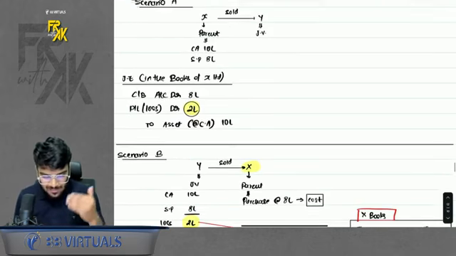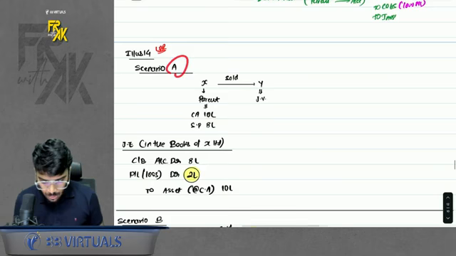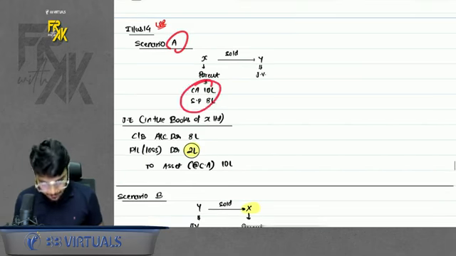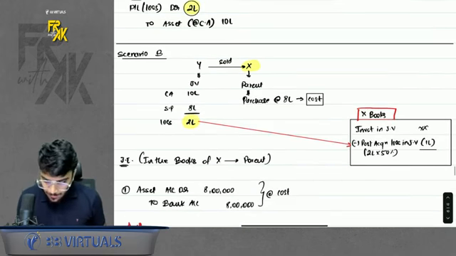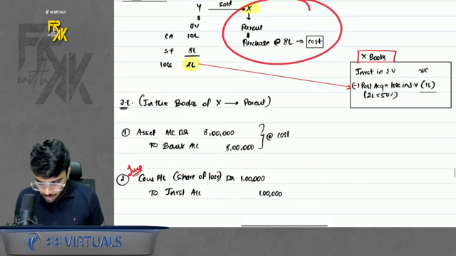So what is the difference between scenario A and B? In scenario A, the loss was incurred by the parent directly, so the parent directly recorded the whole entry. In scenario B, the parent was the purchaser, so the parent first recorded the purchase.